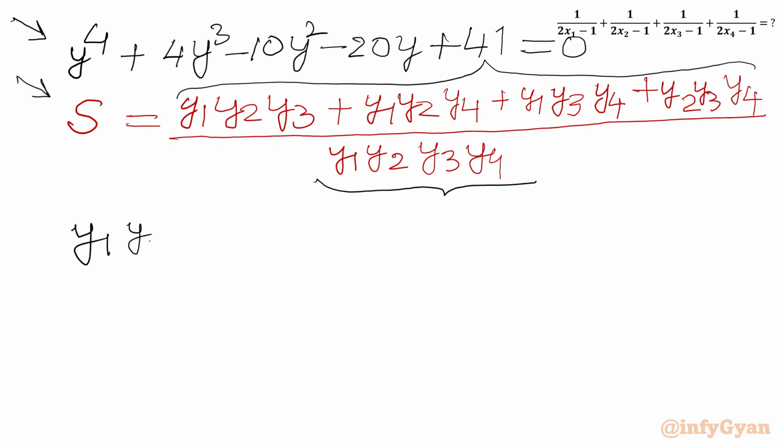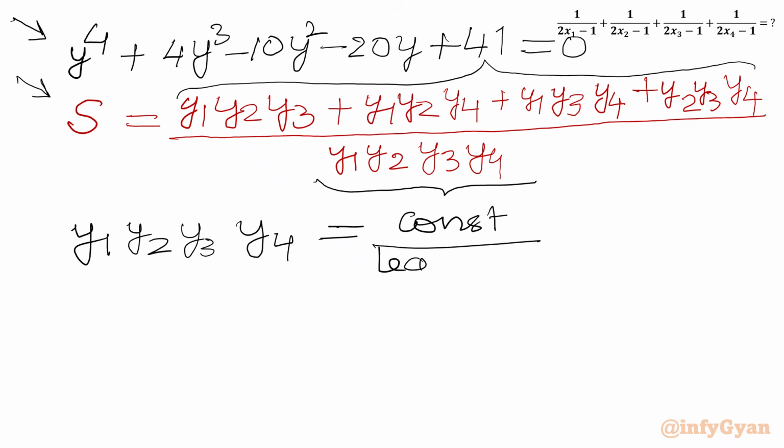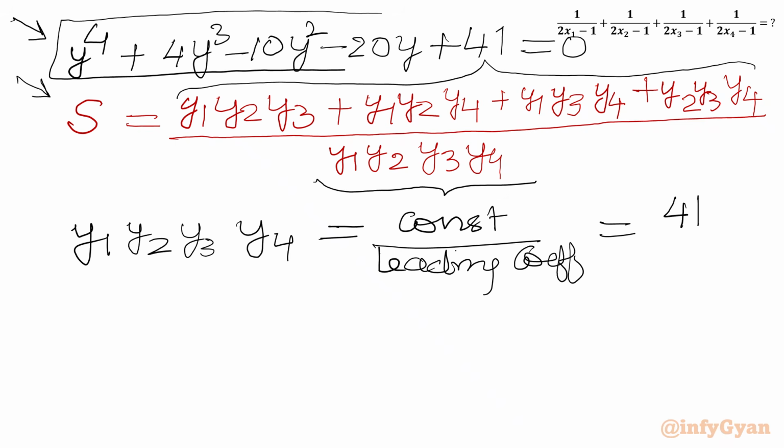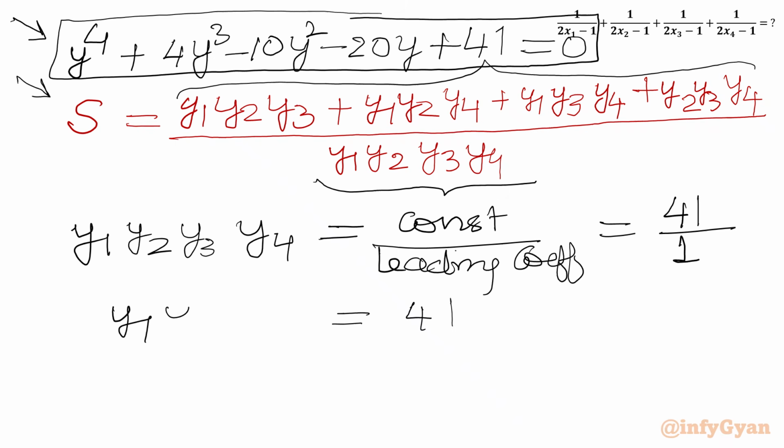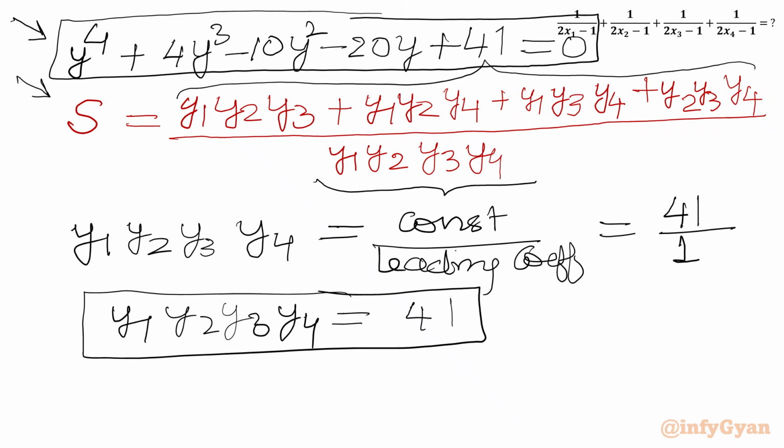We can write y1, y2, y3, y4, the product of roots, is equal to the constant over the leading coefficient. So this value will be equal to the constant term, which is 41 as per our quartic equation, and the leading coefficient is 1, the multiplier with y power 4. So this value will be equal to 41. So I can write y1, y2, y3, y4 is equal to 41.